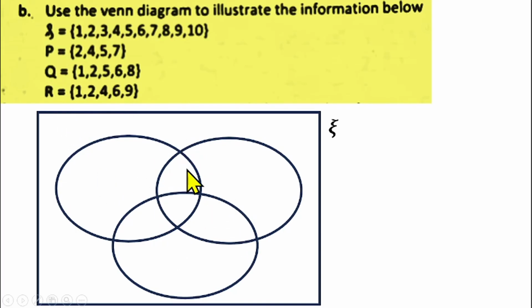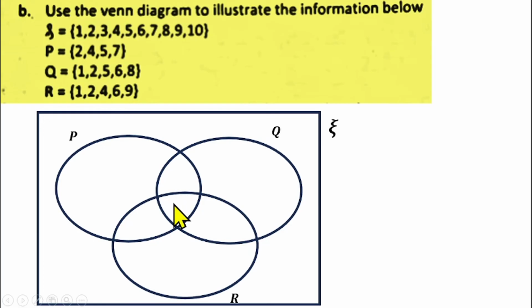And why are they overlapping? Because there are intersections between the 3 of them. Between P, Q and R, there's an element they have in common, which is 2. Then between P and Q, there's an element they have in common. Between Q and R, there's an element you have in common. Between R and P, each of them have things in common. That's why you can see that all the circles are overlapping. So let this first circle represent P, the second circle represent Q, the third circle represent R.